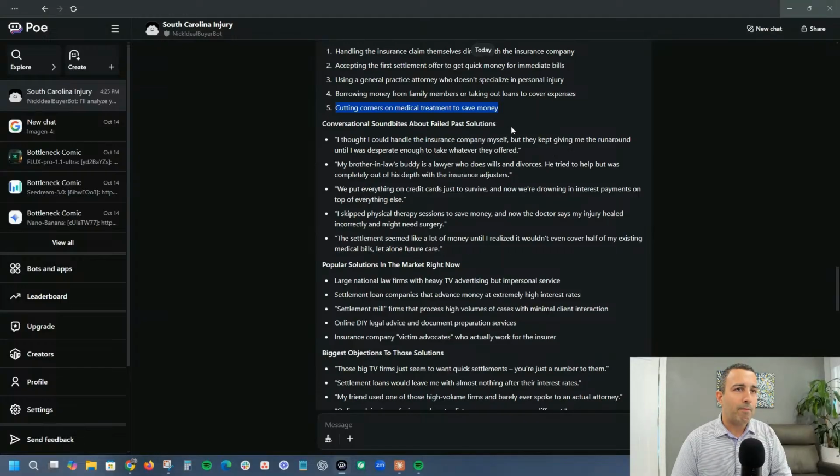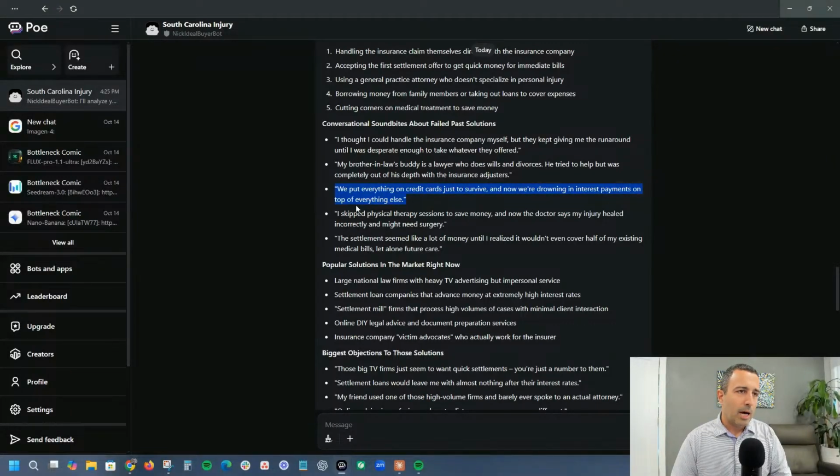Conversational sound bites about past failures or failed past solutions. I thought I could handle the insurance company myself, but they kept giving me the runaround until I was desperate enough to take whatever they offered. My brother-in-law's buddy is a lawyer who does wills and divorces. He tried to help, but was completely out of his depth with the insurance adjusters. We put everything on credit cards just to survive, and now we're drowning in interest payments on top of everything else.